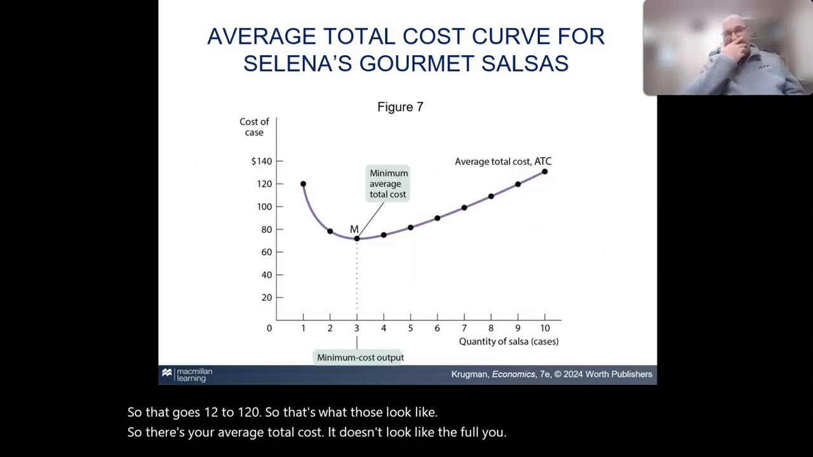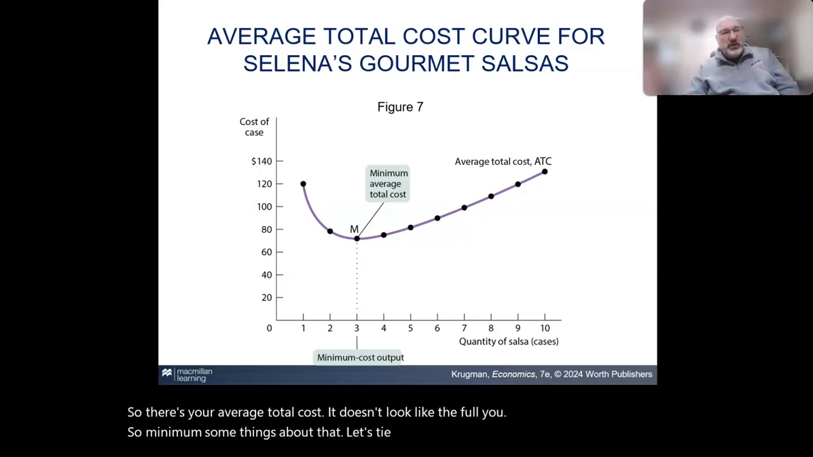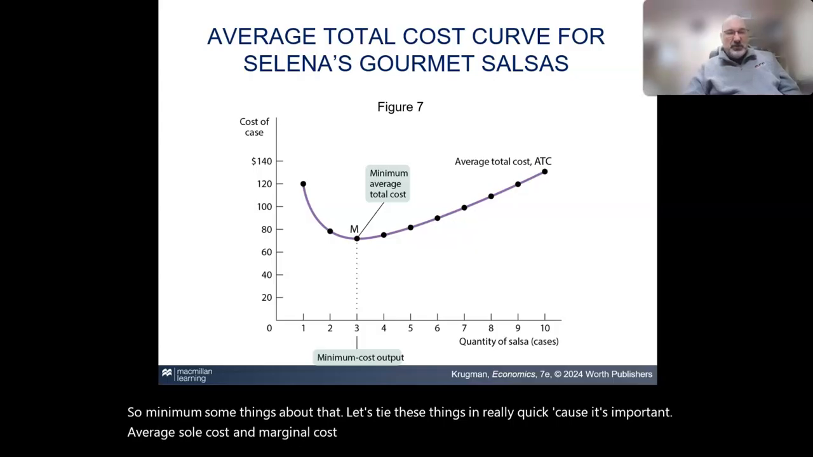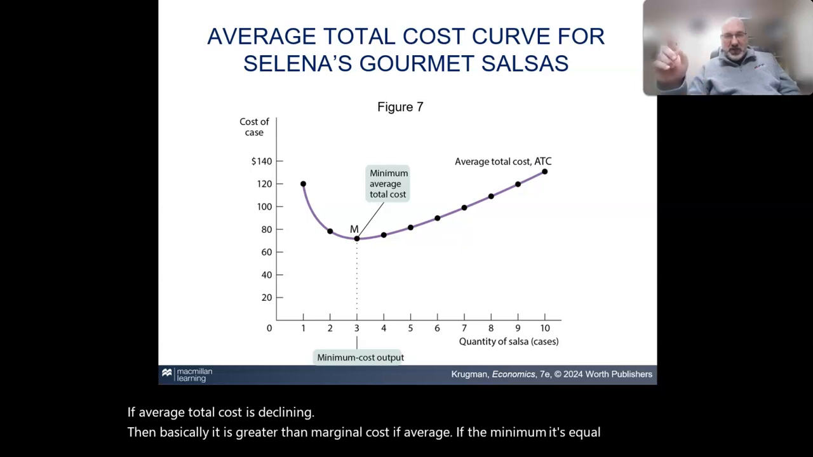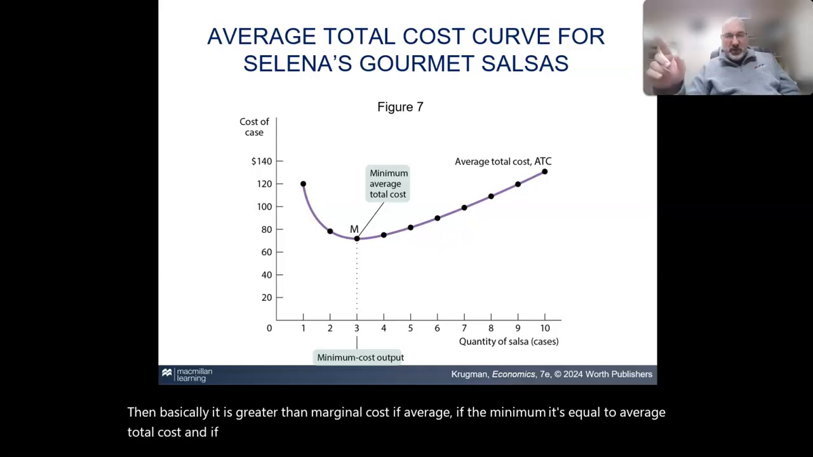So minimum some things about that. Let's tie these things in really quick because it's important. Average total cost and marginal cost are linked. Average total cost is equal to marginal cost at the minimum average total cost. If average total cost is declining, then basically it is greater than marginal cost. If the minimum, it's equal to average total cost. And if it is increasing, if it's going up, then marginal cost is greater than average total cost. That's the way those look.